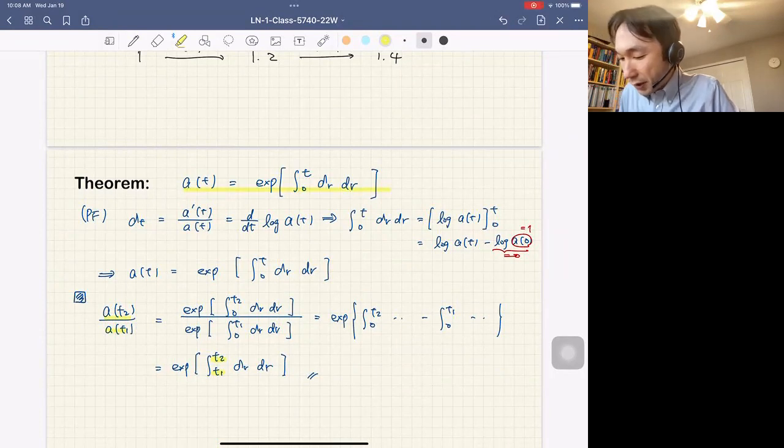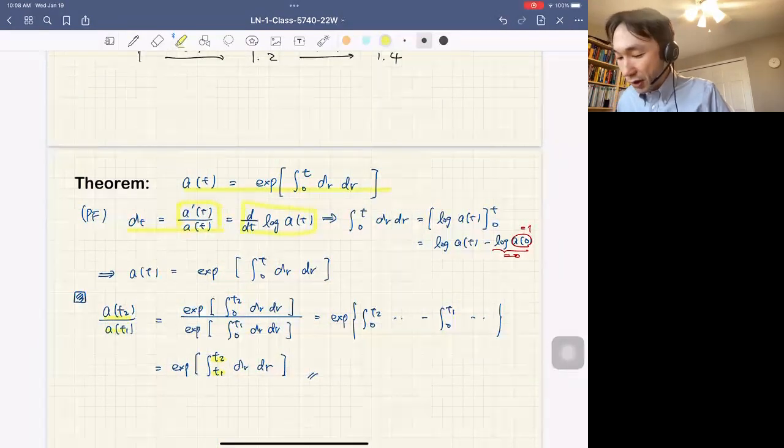So the proof is here. Basically we start with this, and the idea is that this part is just the derivative of log of a of t. So we integrate both sides. Then you can see that some terms vanish, and after taking the exponential of both sides, a of t becomes this one.